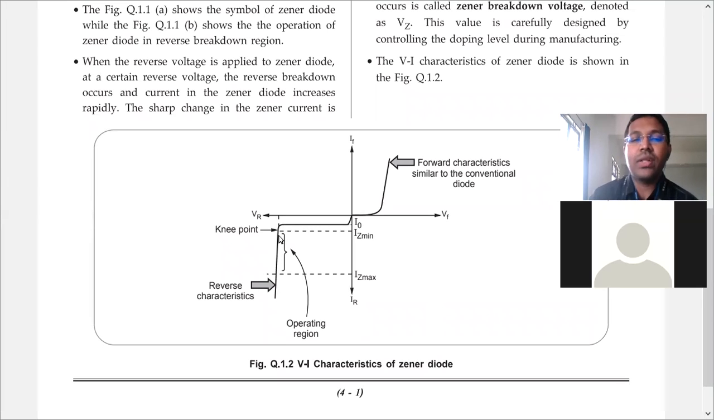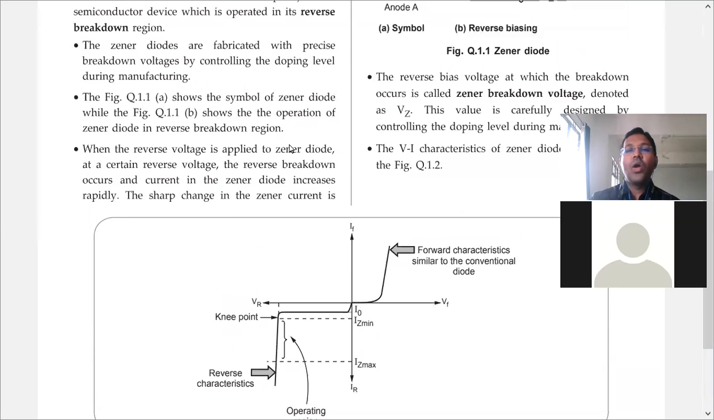Hence, we can conclude that the Zener diode will act as a voltage regulator when operated in its breakdown region, right? All this we have also seen in the previous class. Okay, fine.